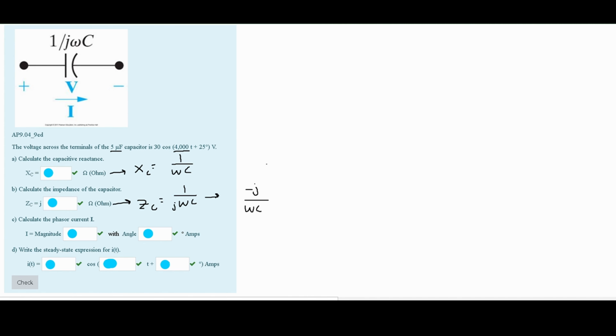So when we plug this into a calculator, it's going to look like this. We will have 1 divided by 4,000 times 5, and a micro is equivalent to 10 to the negative 6. The only difference for our Z_C is that we will have a negative j in our answer, so it's important to remember that. With this, we are going to get 50. So our X_C is 50. Now we add a negative j for our Z_C, so we get negative j50. And that is how you would go about solving for the reactance and impedance of our capacitor.